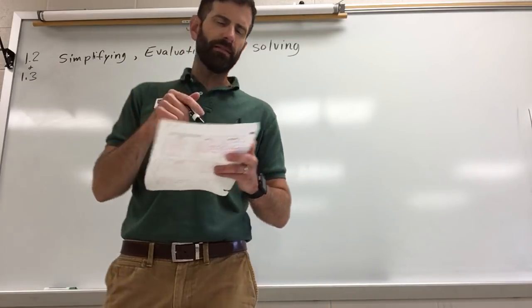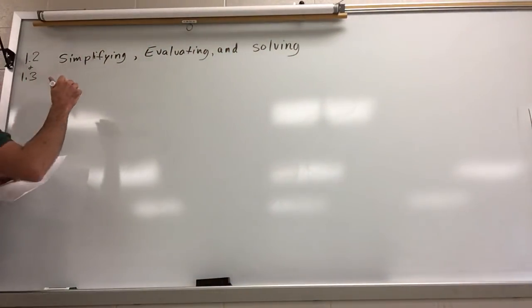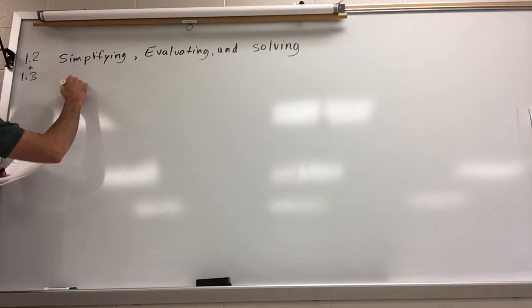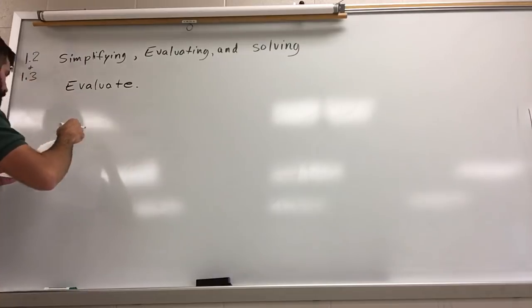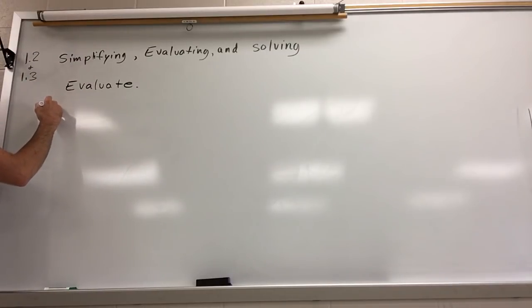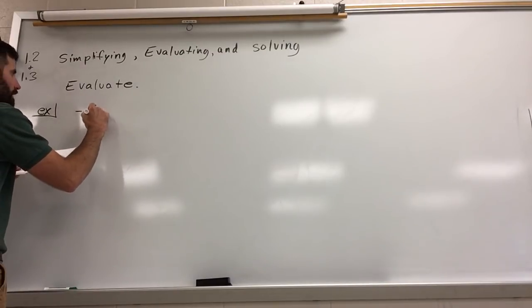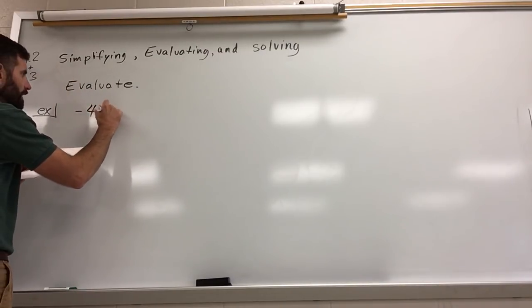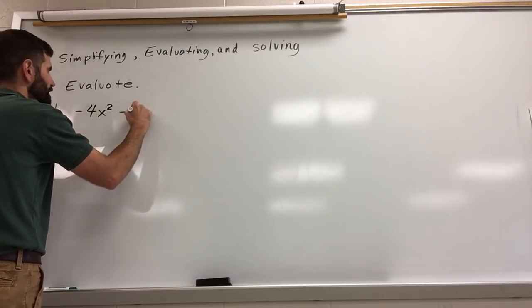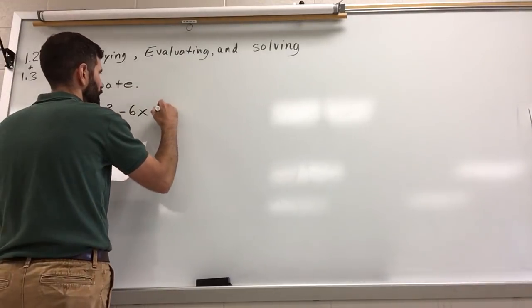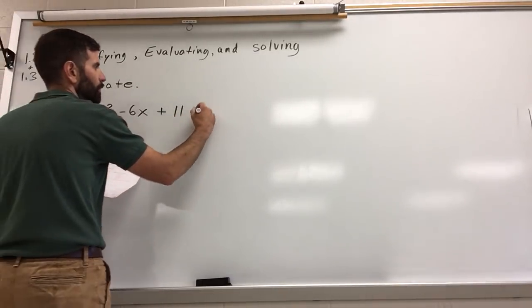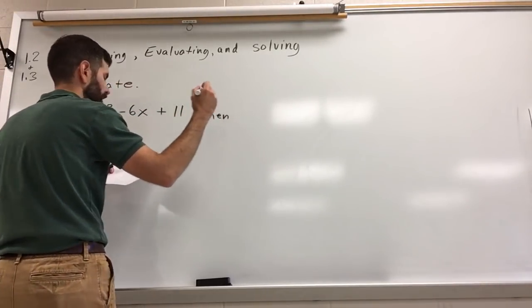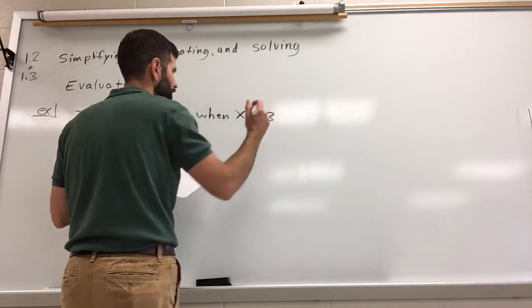Let's begin with some examples, okay? Our instructions are to evaluate. And for our first example here, we've got an algebraic expression of negative 4x squared minus 6x plus 11. And we want to evaluate this when x is equal to negative 3.